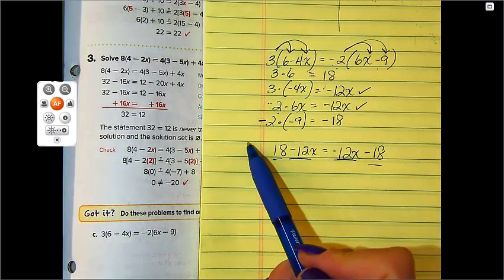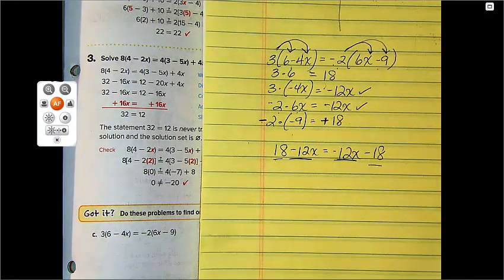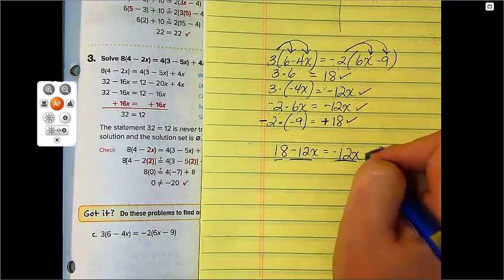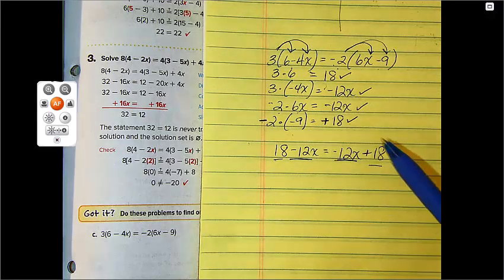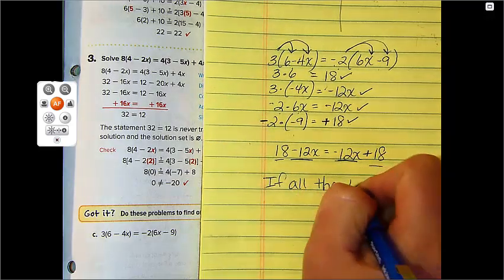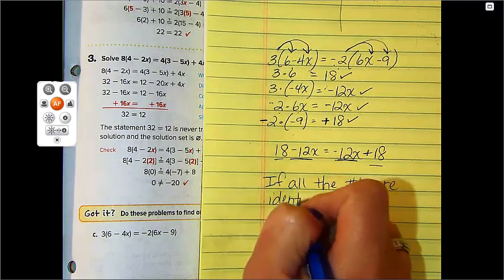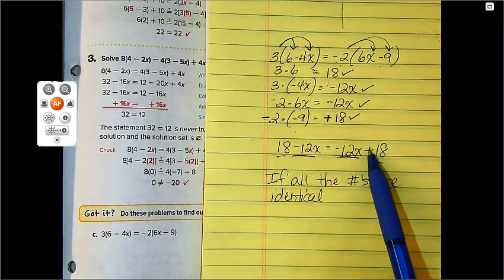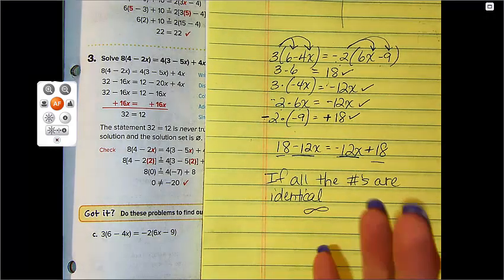So now I have a negative 2 times a negative 9, which gives me a positive 18. Wow, that changes the whole thing. So now I have a positive 18 and a positive 18. So if I look at that, all of my numbers are the same on both sides of the equal sign. If all of the numbers are identical, so this side equals this side perfectly, then my answer is infinity, or all real numbers.